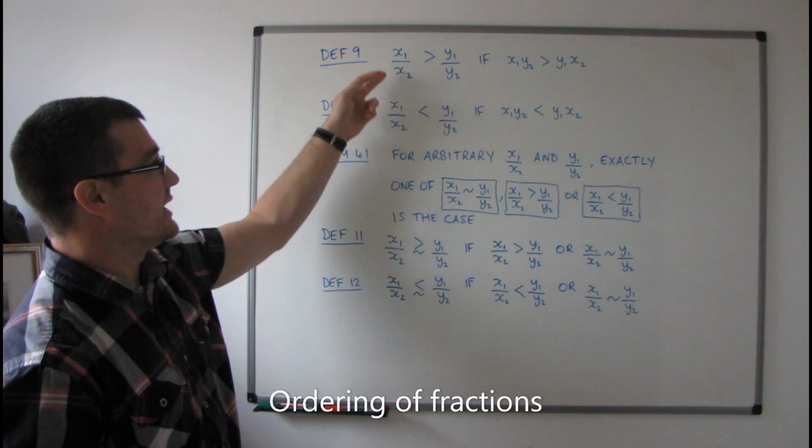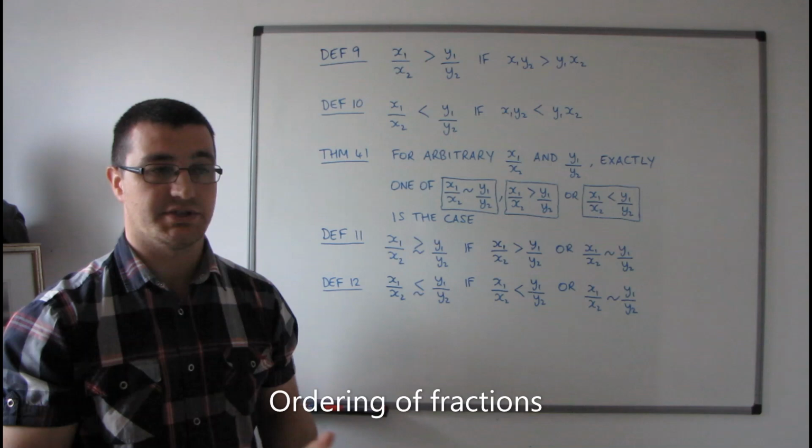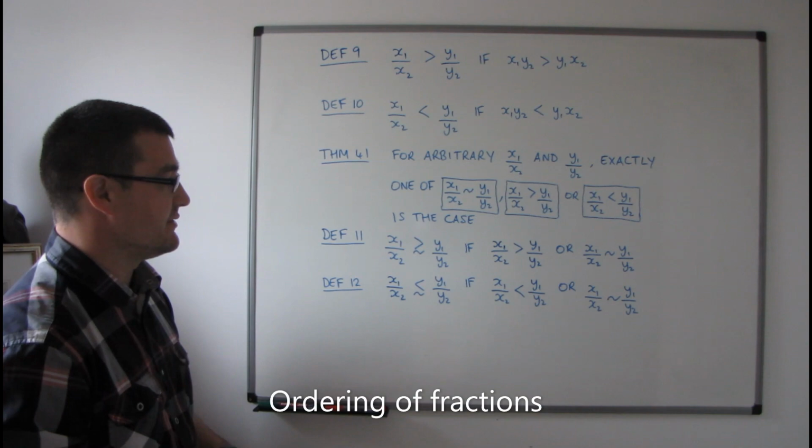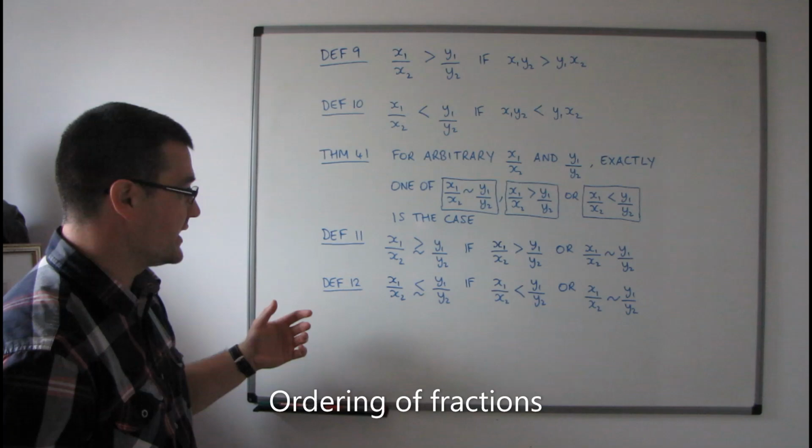One of the theorems would be: if x1 over x2 is greater than y1 over y2, then y1 over y2 is less than x1 over x2. It's an almost trivial theorem to prove, but that's one of the theorems that's there in the book. I'm not going to go through all of these trivial theorems. I want to get through this as quickly as possible and get onto the more interesting aspects.